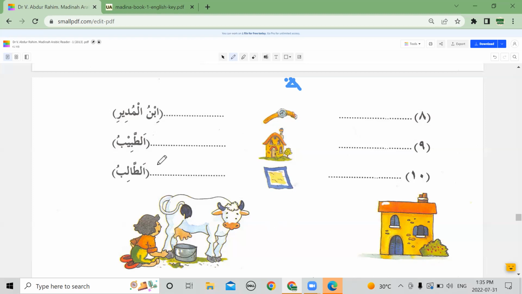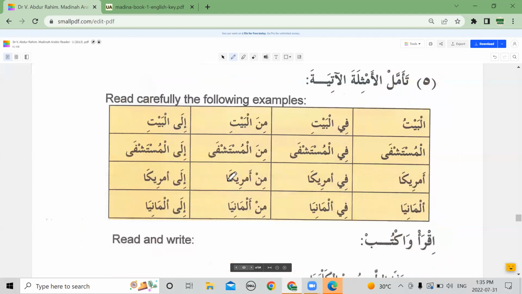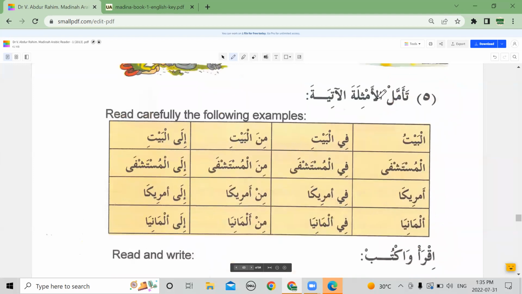Good. But when we say للطالب, right? Because again, this is a harf of jar. So للطالب. هذا المنديل للطالب. This handkerchief belongs to the student. All right, very good. Go ahead, keep reading. So next one is تأمل الأمثلة الآتية. Read carefully the following examples. Go ahead.